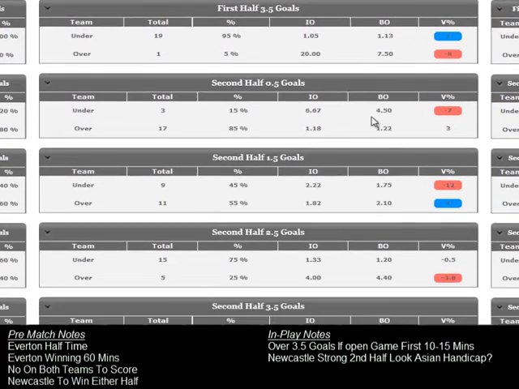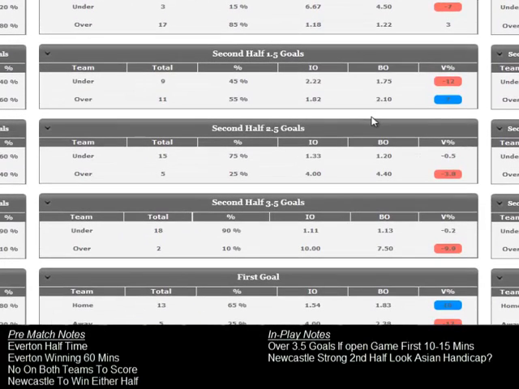Going down further, there's nothing mega here. Second half overs 55%, a little bit of value there. You might see goals in the second half, but again, probably not one for the shortlist. Don't quite make the criteria there.